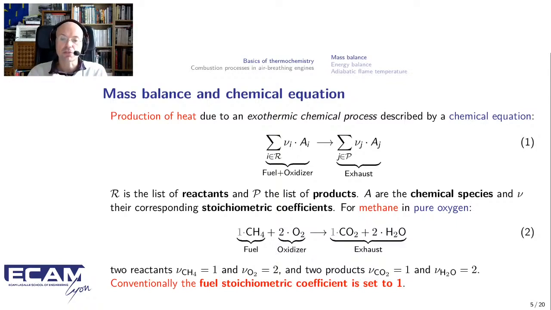If you just take a look at this equation, you can imagine, for example, multiplying this equation by any kind of number. So I can, for example, write 2 molecules of methane and 4 molecules of oxygen give 2 molecules of carbon dioxide and 4 molecules of water. It's exactly the same. So there is a sort of infinite number of different chemical reactions that give the same results. It's just the convention in combustion, specifically in engineering, to consider that the stoichiometric coefficient of the fuel, the component we have to pay for, is always equal to 1.